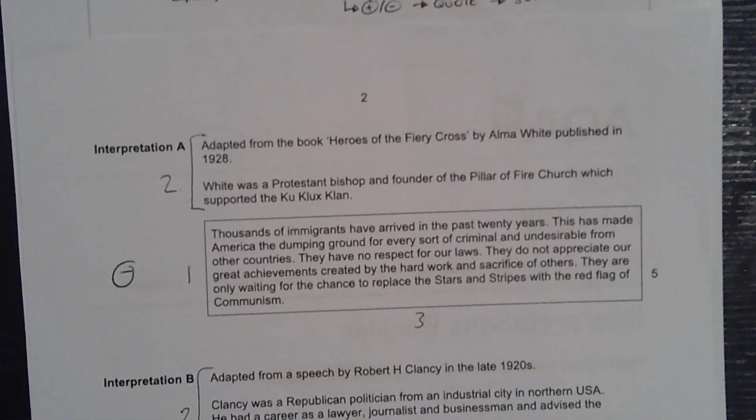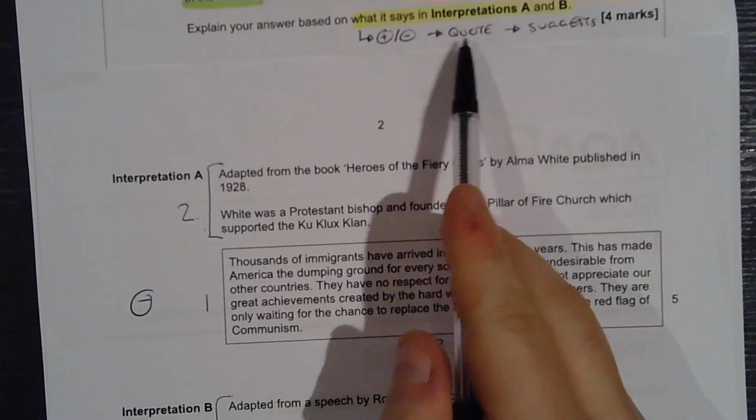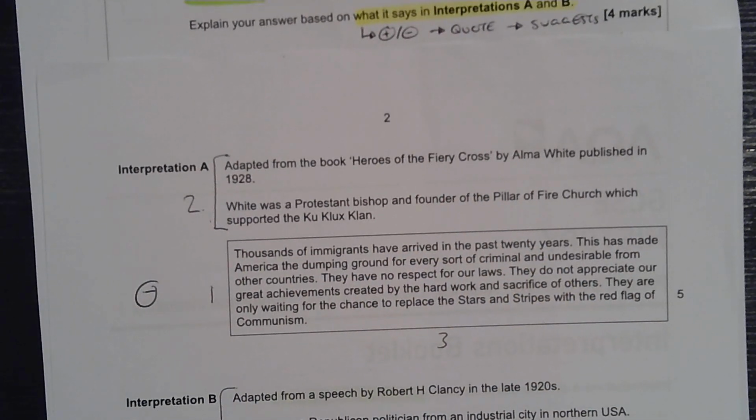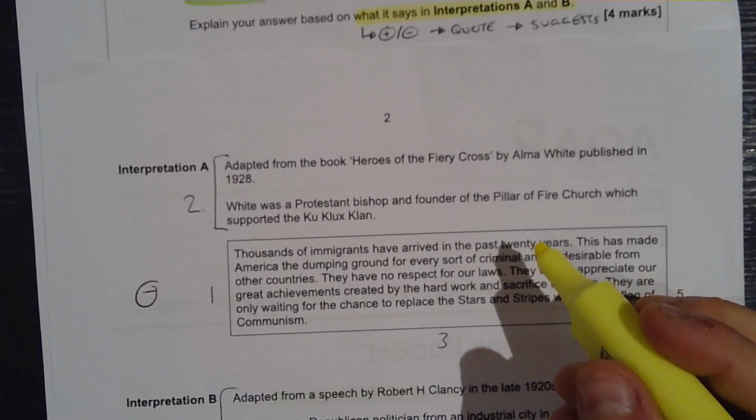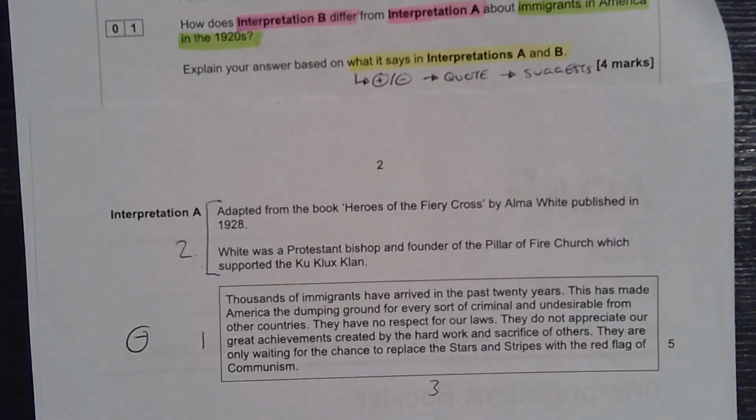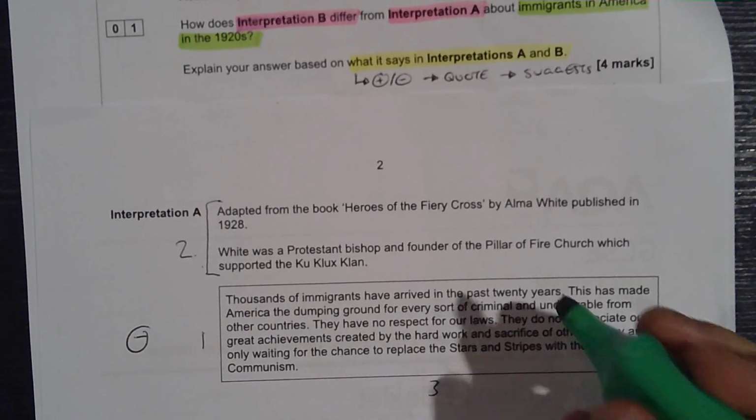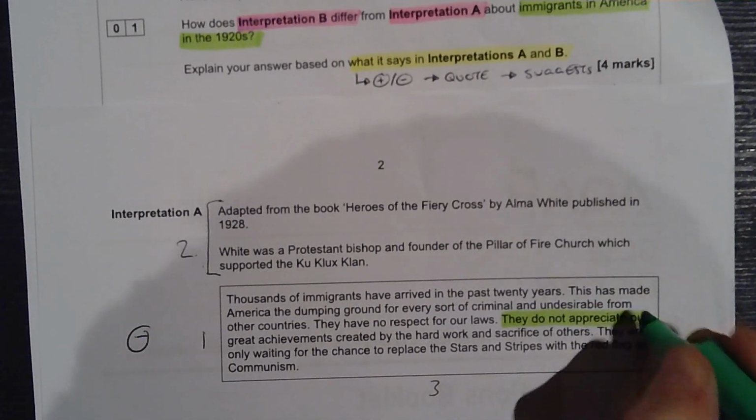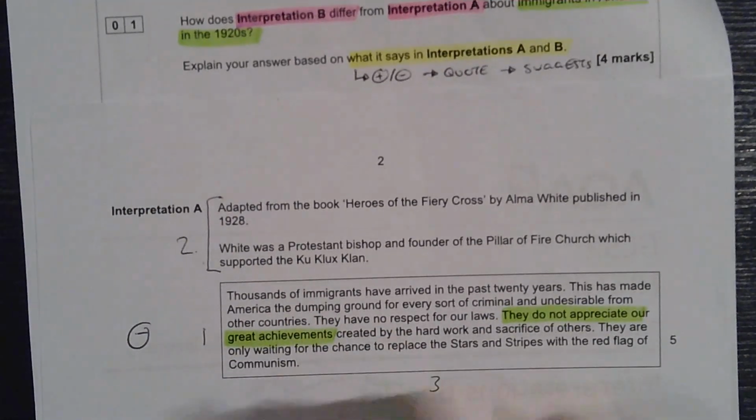But we can't stop there. We need to find a quote to back ourselves up, and I would be looking at why this is negative. You need to link it to immigrants in America in the 1920s. So what here is negative about immigrants in the 1920s? Well, it says they do not appreciate our great achievements, and that is absolutely negative, but there are many more that you could have picked out of there.